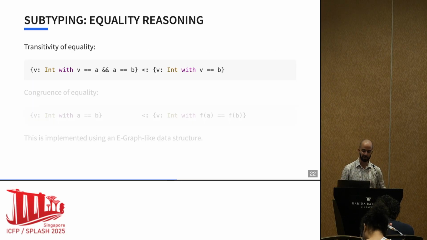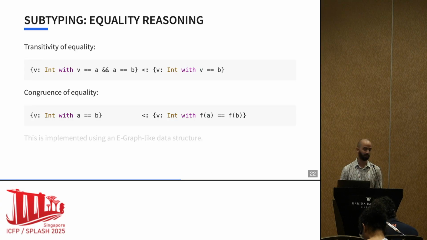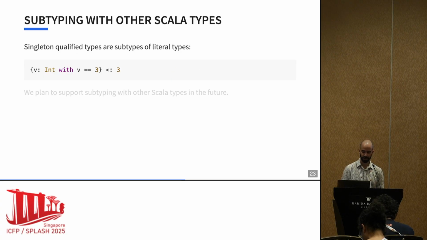We also have some kind of equality reasoning. So if something is equal to something and that thing is equal to something else, we know that the first and the last things are equal by transitivity of equality. We also have congruence of equality. Those are some properties that we can check. We use an egraph-like data structure to check that. Okay, so that's what the solver can do today.